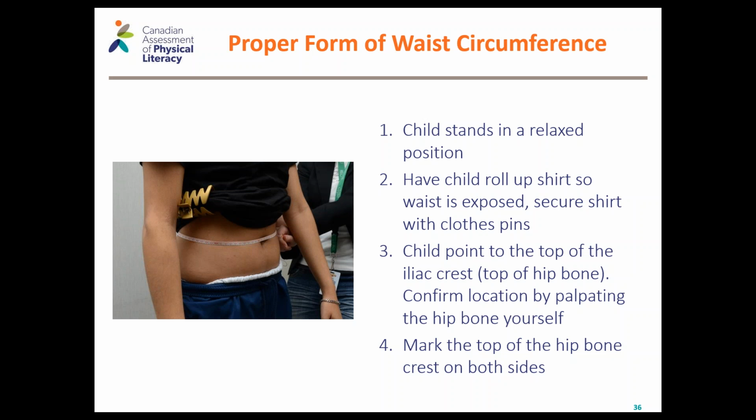Then you get the child to point to the top of their iliac crest, so the top of their hip bone. You would ask, "Is it okay if I confirm that that's your hip bone?" They would say yes. You would just palpate and touch to make sure that that is the area. You would then mark it with a highlighter, again asking for the child's permission to do this every step of the way, making sure that they're involved in the assessment.